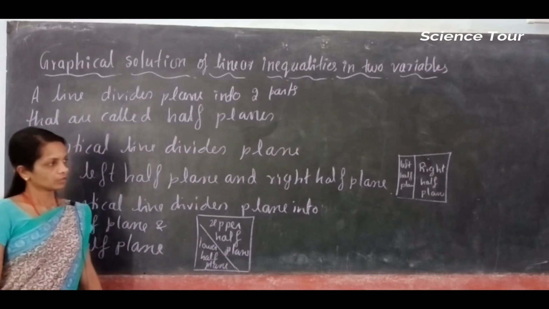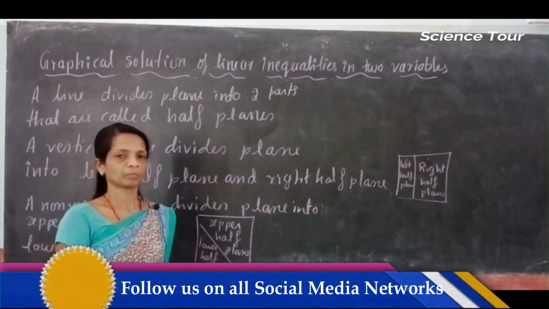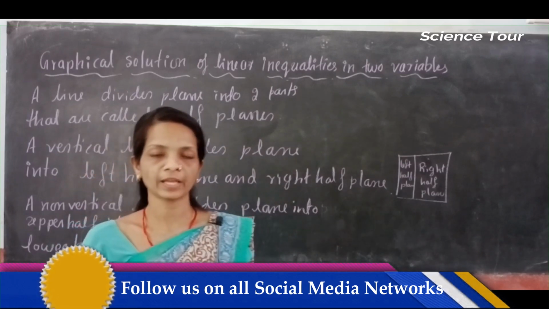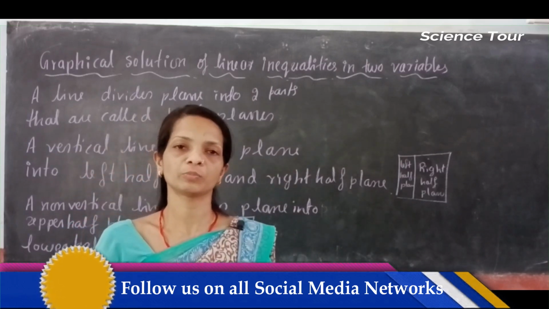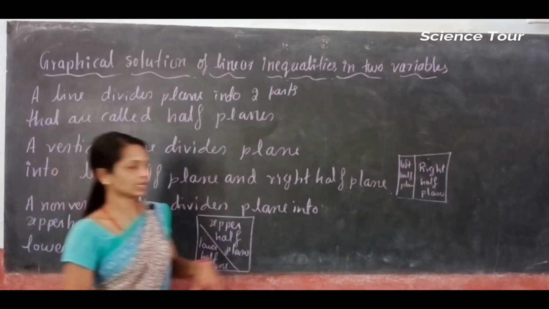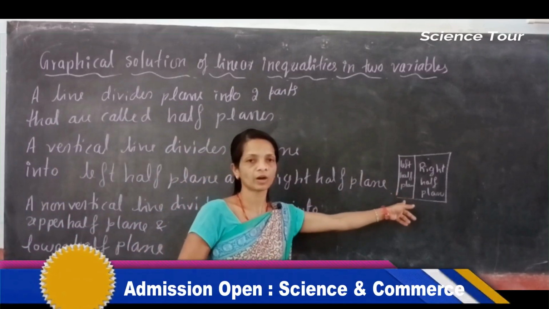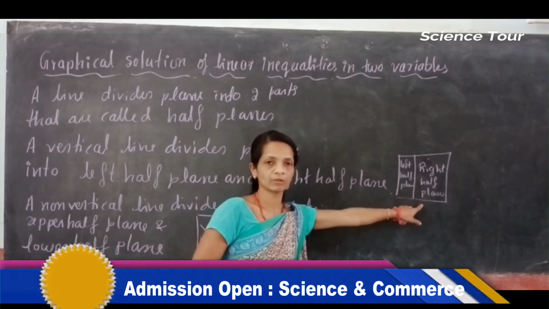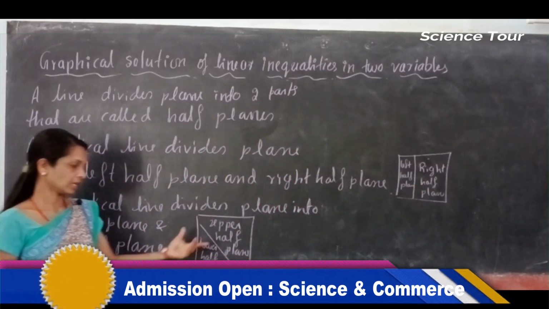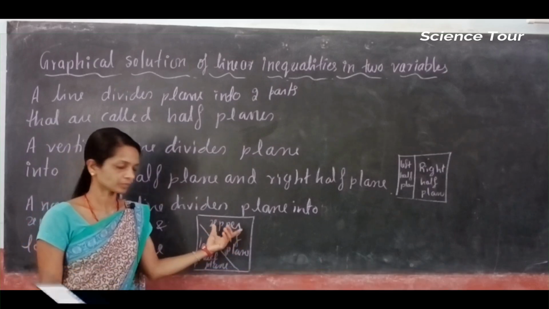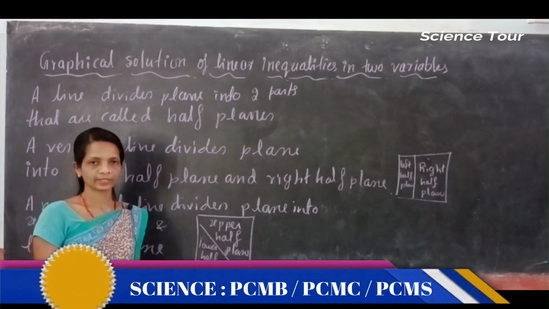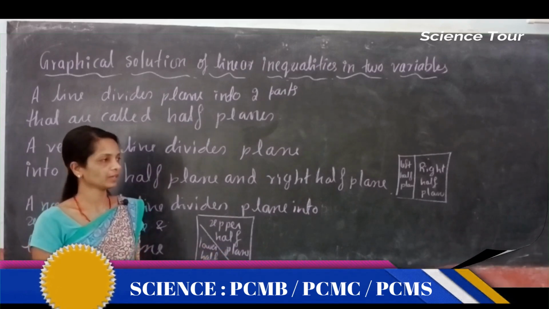So this thing you have to keep in mind. If you draw any line in a plane, then because of that line you have two parts. Those two parts are called half planes. And if you draw a vertical line like this, then on the left side you have the left half plane and on the right side you have the right half plane. Suppose you draw a non-vertical line like this, then you have an upper half plane on the upper side and a lower half plane on the lower side of that non-vertical line.